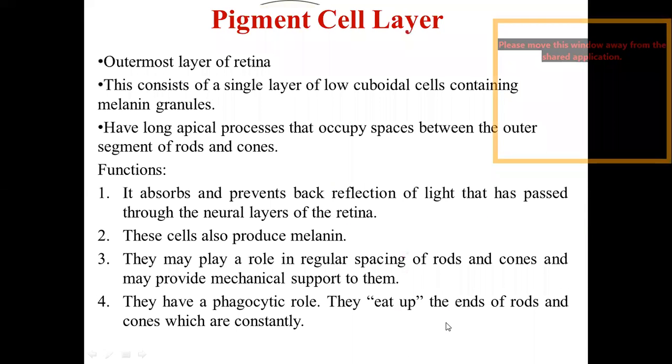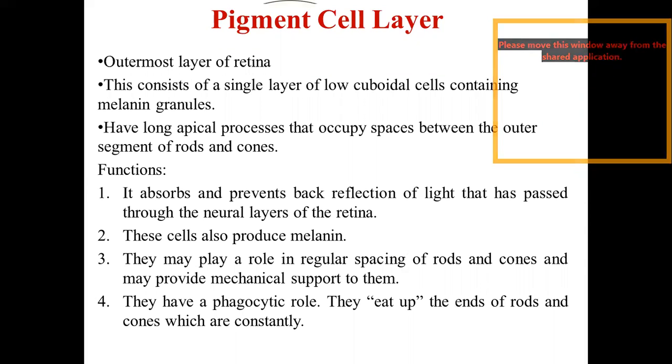First is the pigment cell layer. It is the outermost layer of retina, which consists of single layer of low cuboidal cell containing melanin granules. They have long processes that occupy the spaces between outer segment of rods and cones.